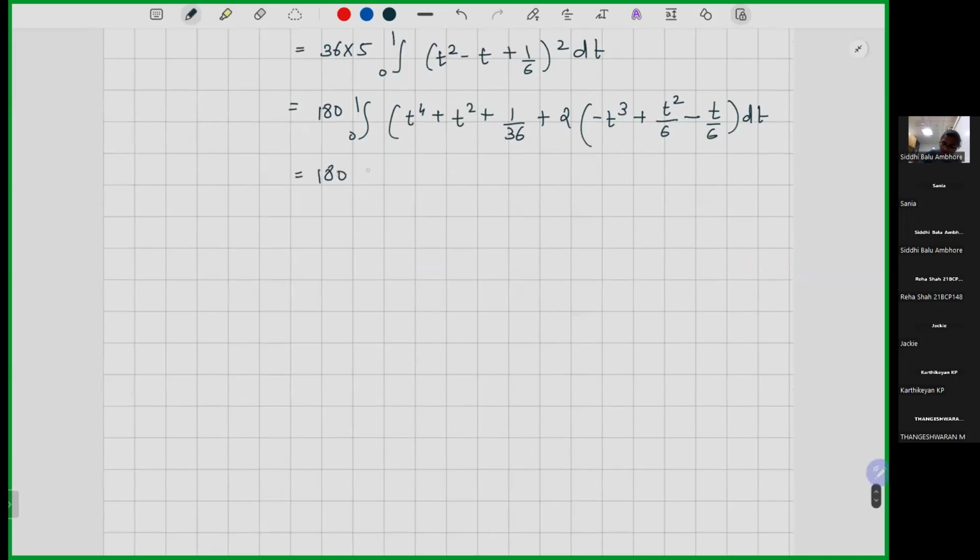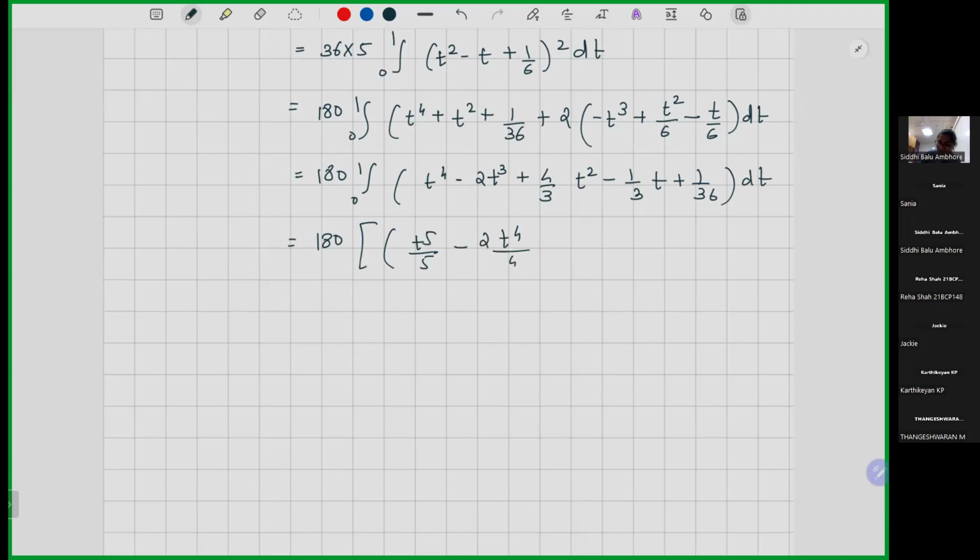So which is 180 into t power 5 by 5 plus t cube by... or let me first write like this: integration 0 to 1 t power 4 minus 2t cube plus 4 by 3 t square minus 1 by 3t plus 1 by 36 dt, and which, so this is just calculation based, so even I can't do anything but just to calculate this, plus 4 by 3 t cube by 3 minus 1 by 3 t square by 2 plus 1 by 36 t from 0 to 1.